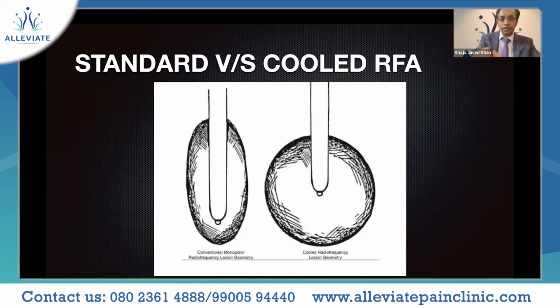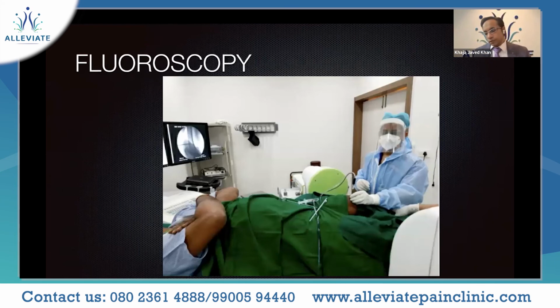So what you're seeing over here is in the conventional RFA, it is more of an oval lesion, whereas in the cooled RFA, it is a big spherical lesion. And the cooled RFA usually produces a bigger lesion compared to the standard RFA, and it is a more preferred modality. Right. So fluoroscopy was used initially for doing the radio frequency ablation.